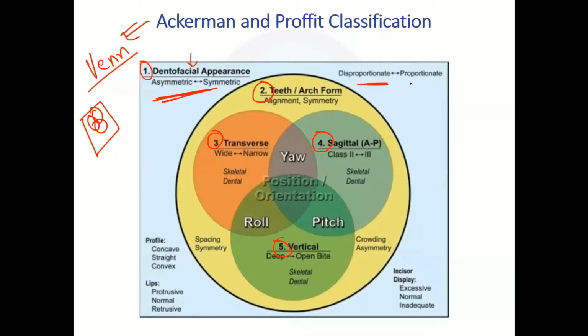You have to see it is disproportionate or proportionate. What all do you see in that? You see the incisor display, you see the profile, and you see the lips. You need to remember it. How you need to remember it is you make this diagram and try to see that. The second is teeth and arch form, in which you see the alignment and the symmetry. You see spacing and symmetry, and you see crowding and asymmetry.